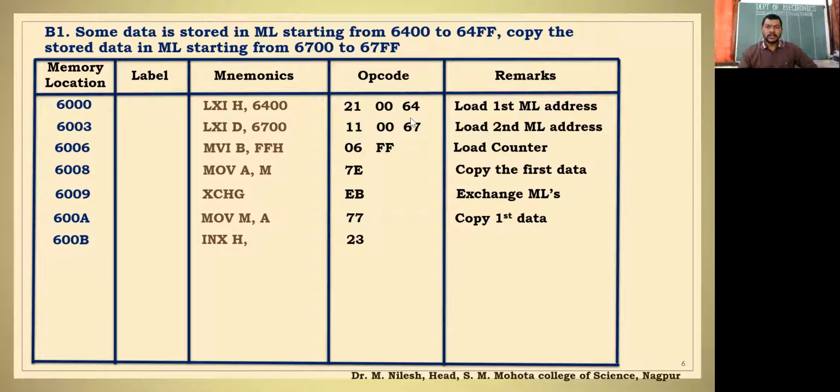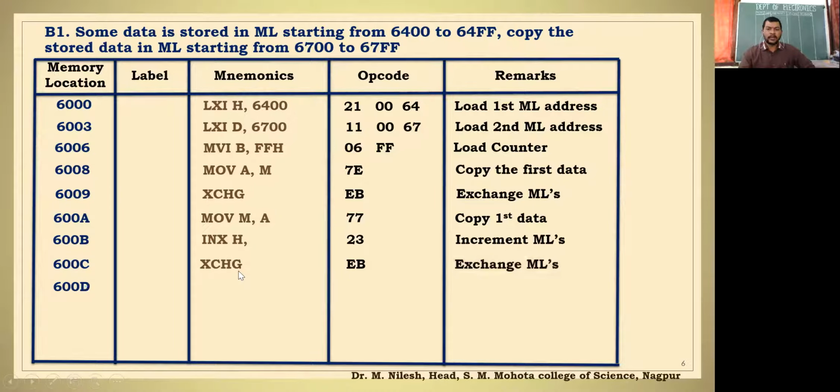So yes, we have done that. Then we have moved the copied data into the memory. So we have now copied the first data to 6700. Then again we have to increment for the next memory location. All the steps that we have to put in the loop are performed over here. So we have exchanged, then we have again incremented the HL pair. So now 6401 is there and DE contains 6701, since it is being incremented over here, right?